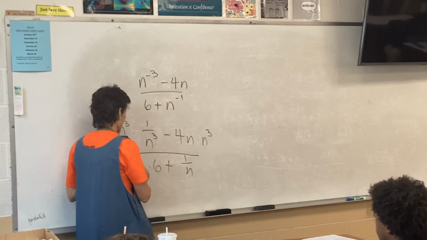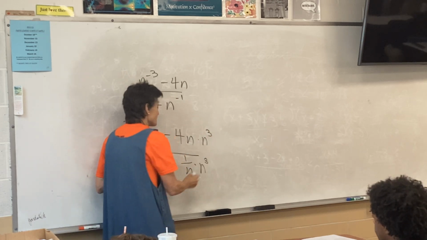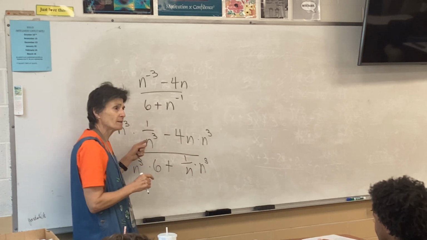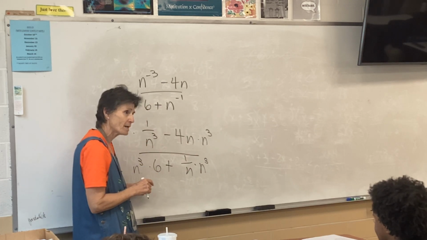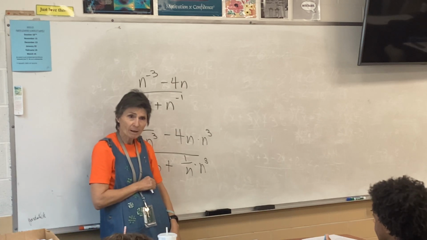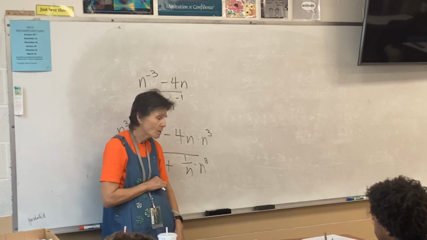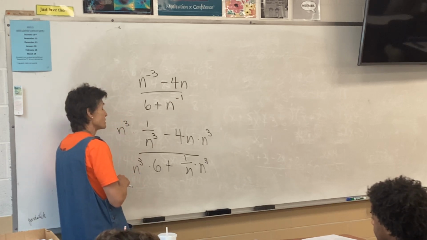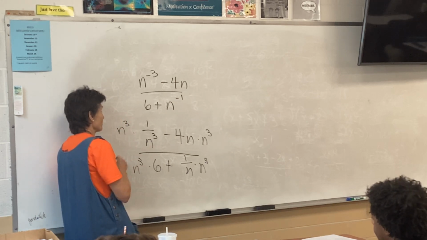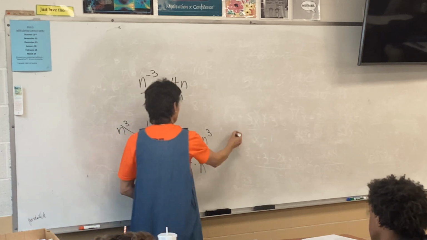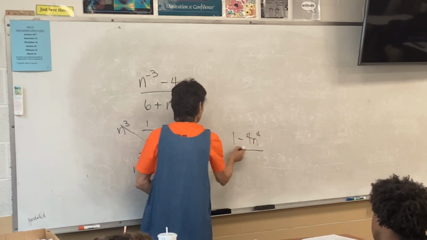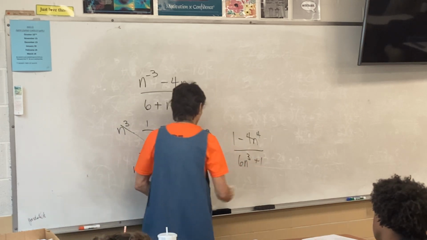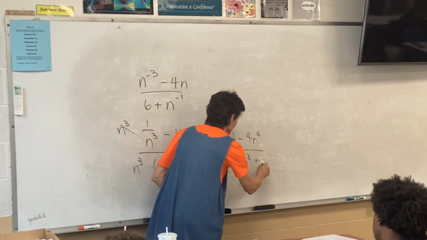So we'll multiply everything by n cubed. Some of you multiplied the top by n cubed and the bottom by n. Can you multiply the top and bottom by different things? No. You had the right idea. You knew you needed to get rid of the fractions, but you have to multiply by the same thing. So that'll be 1 minus 4n to the 4th over 6n cubed plus n squared.